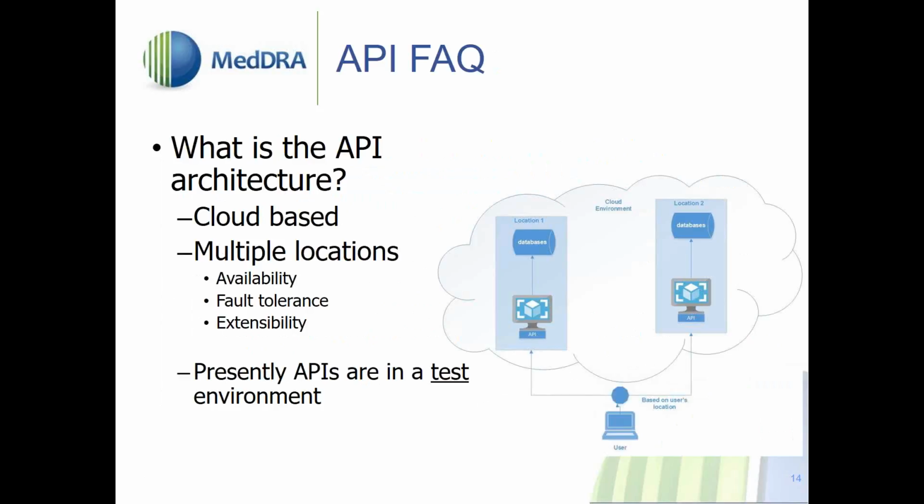The API architecture will be cloud-based, and we will be providing that in multiple locations to ensure availability, fault tolerance, and extensibility. Now, the one thing I do need to mention at this time is that the APIs are still in a test environment. We do hope to move them to our production environment in the next month or so. But I mention that just because the test environment could go up or down as we are transitioning to the production environment. So again, just something to keep in mind in the next month or so as we transition.